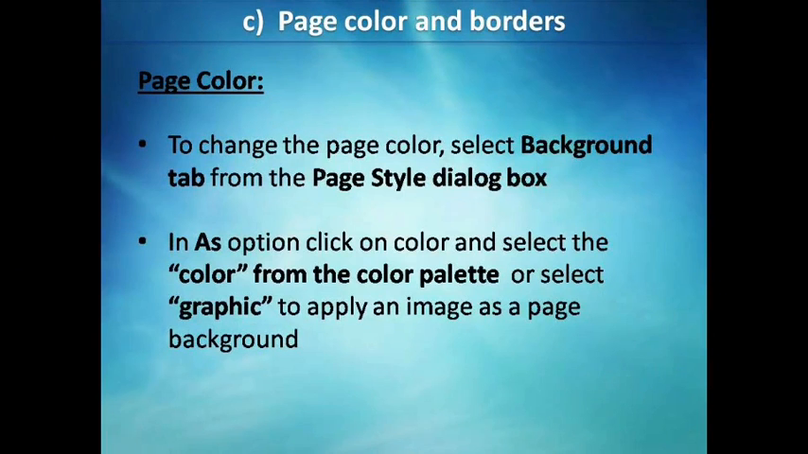Next topic is page color and borders. Page color. To change the page color, select the Background tab from the page style dialog box. In that, we have to choose the As option. So click on Color, then select the color from the color palette, or we can also select Graphic to apply any image as a page background.